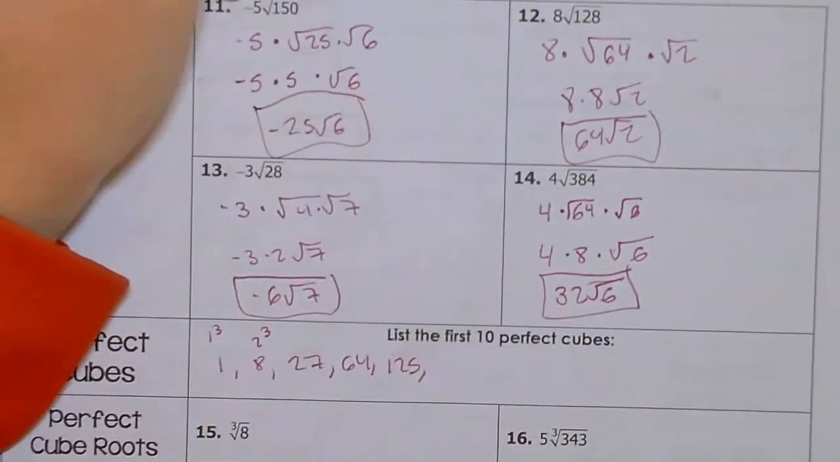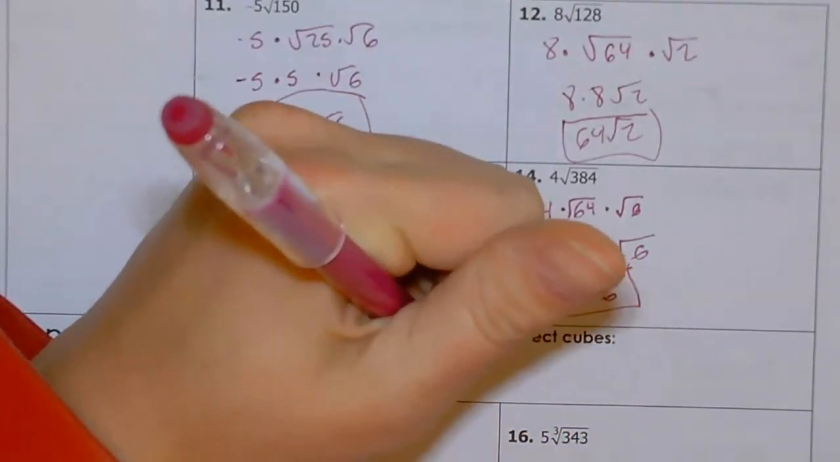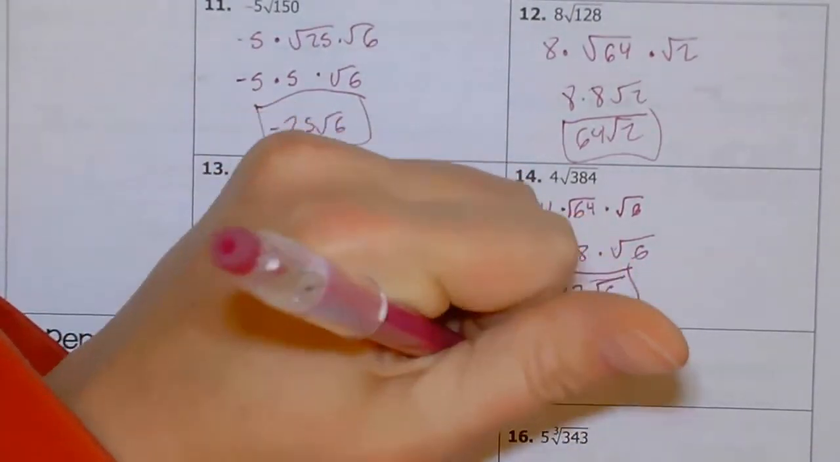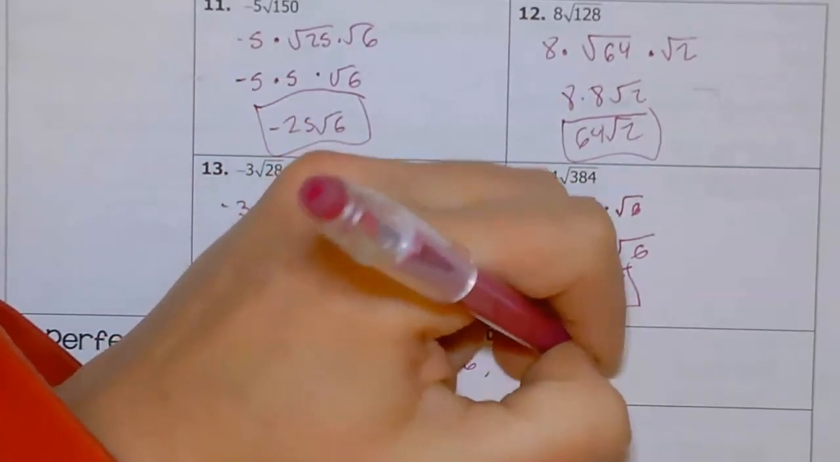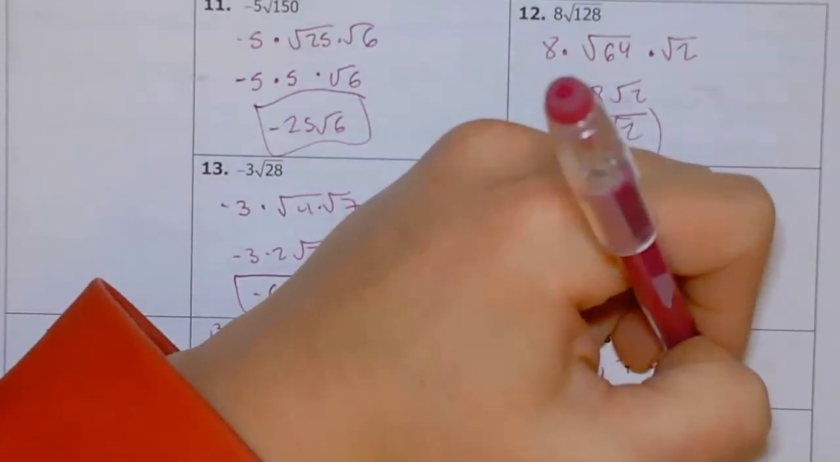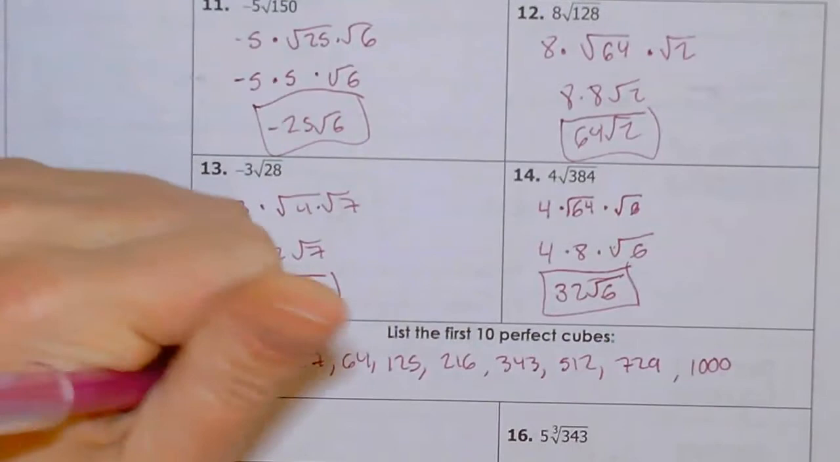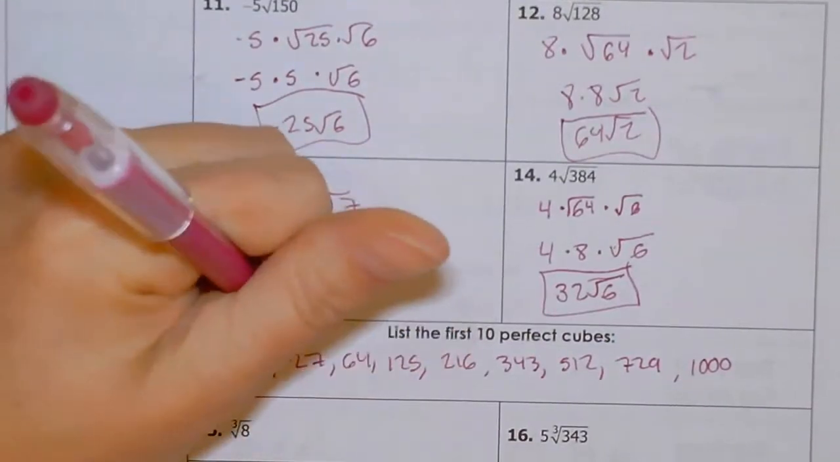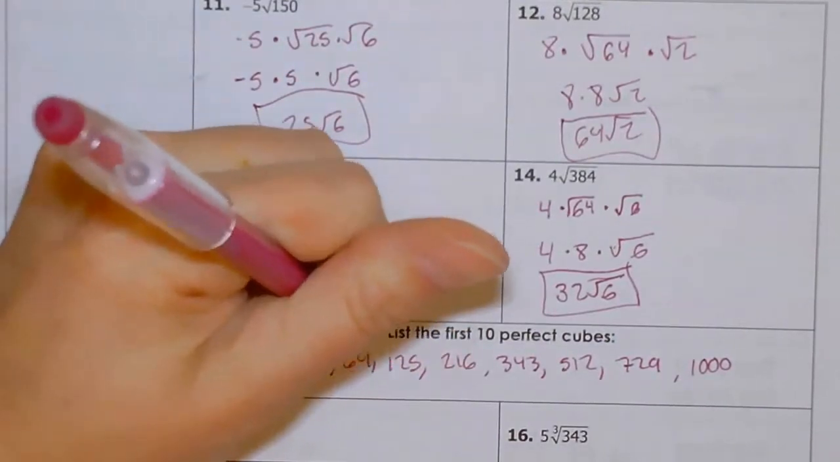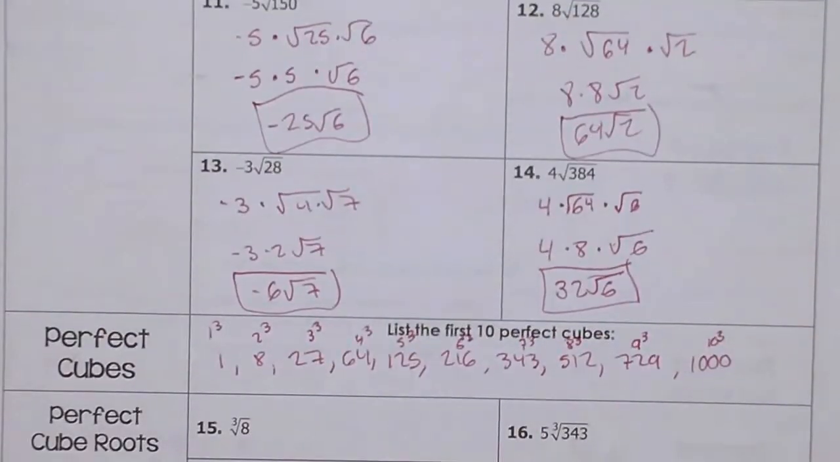And then here's where I start needing a calculator. 6 to the power of 3 is 216. 7 to the power of 3 is 343. 9 to the power of 3 is 729. And 10 to the power of 3 is 1000. Hopefully you can figure that one out. I'm going to go ahead and label 3, 4, 5, 8, just so that I remember where those go.